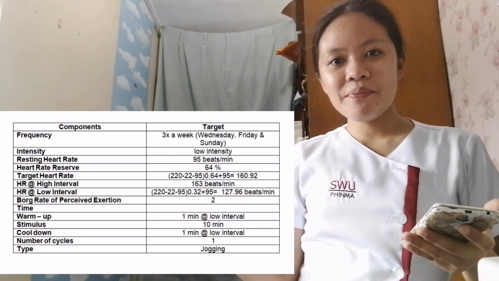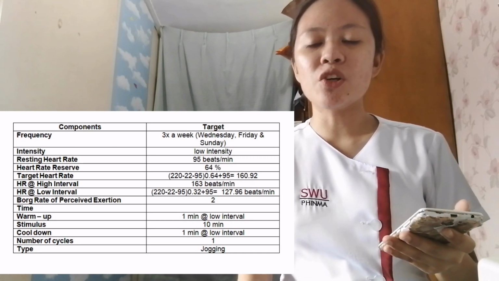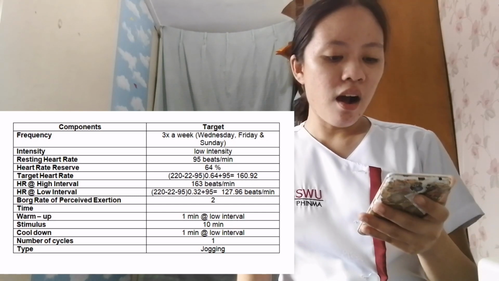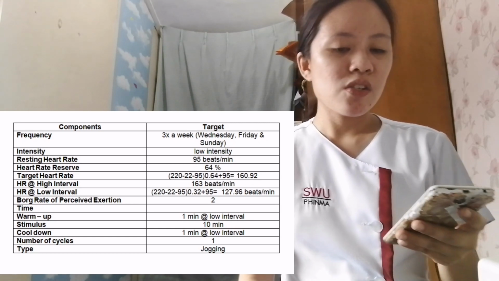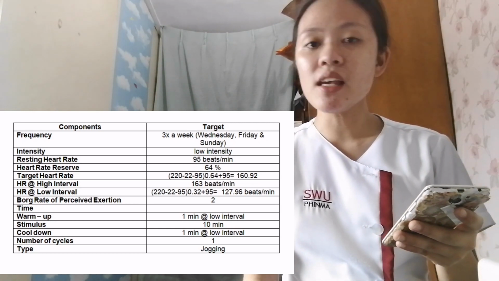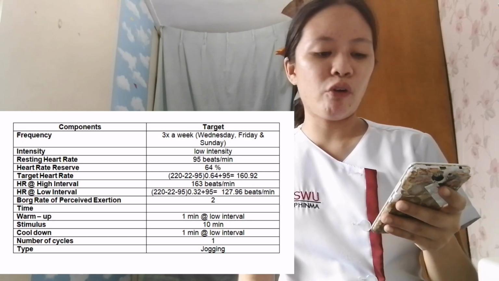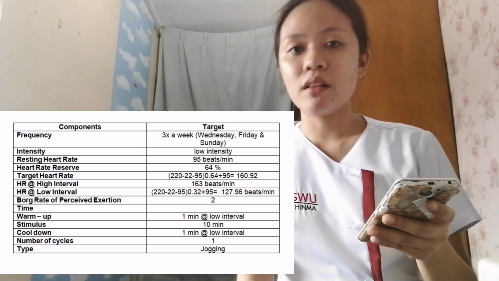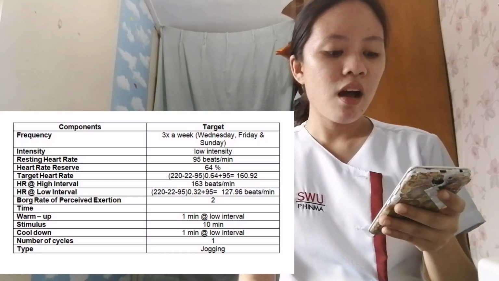So as you can see on the screen, that is the exercise prescription of my client or trainee. First, let's tackle the muscular program or muscular exercise. First, the frequency: the target is 3 times a week, that is Wednesday, Friday, and Sunday. Intensity: low intensity. Resting heart rate: 95 beats per minute.